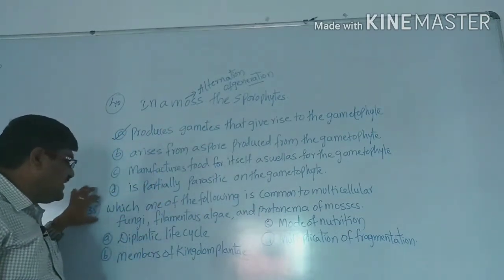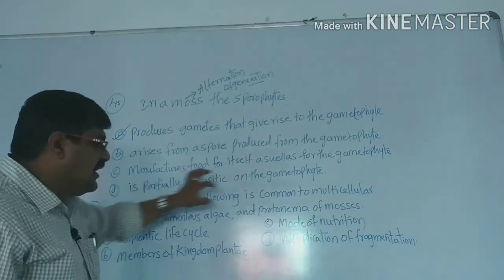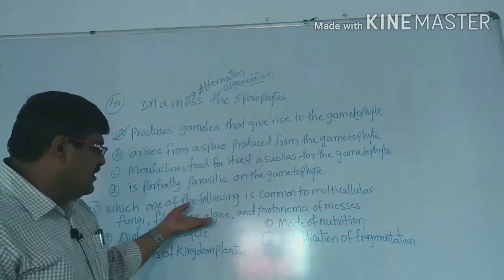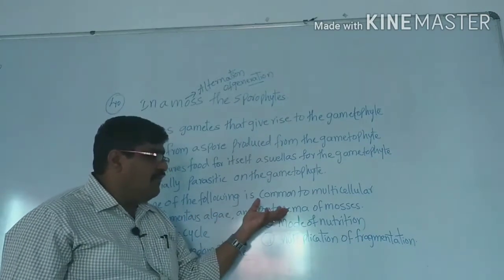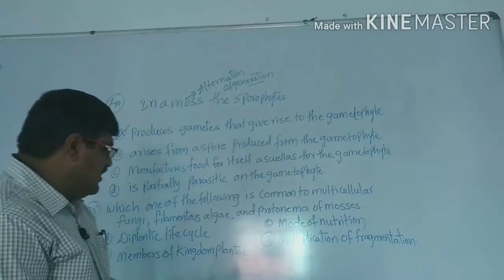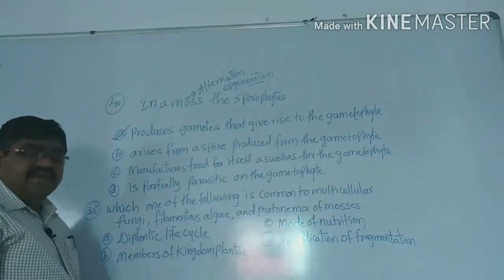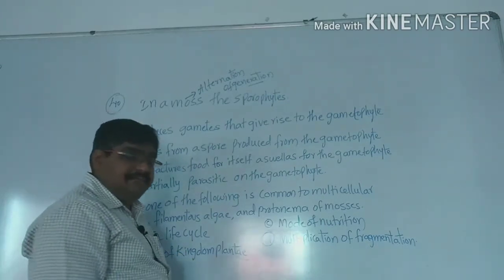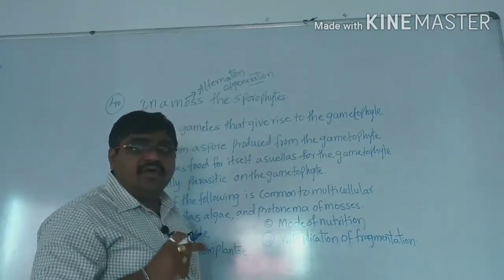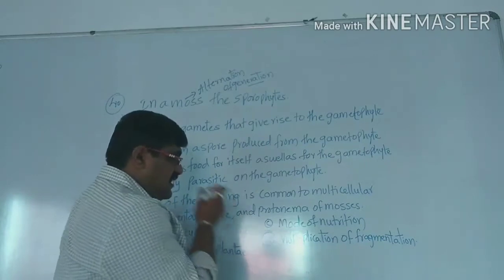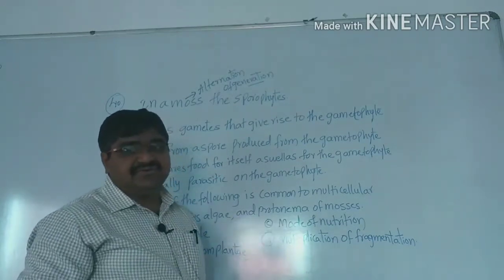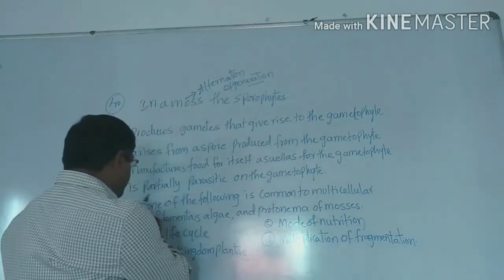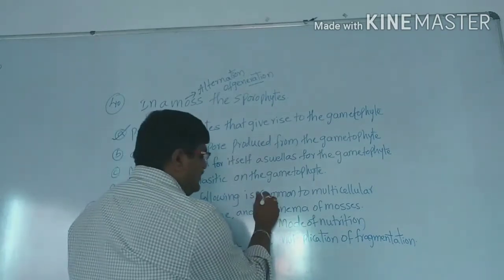Next, coming to the second question: which one of the following is common to multicellular fungi, filamentous algae, and the protonema of mosses? The options are: A, diplontic life cycle; B, members of kingdom Plantae; C, mode of nutrition; and D, multiplication by fragmentation. So the question is, which one of the following is common.